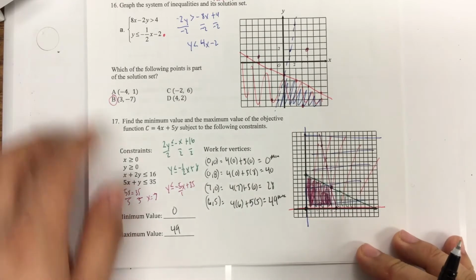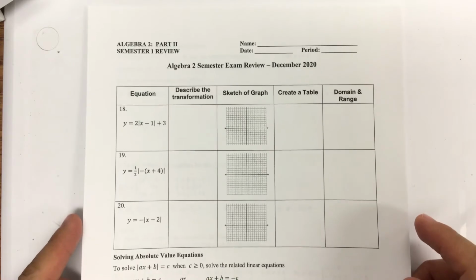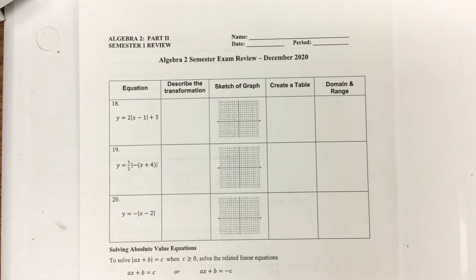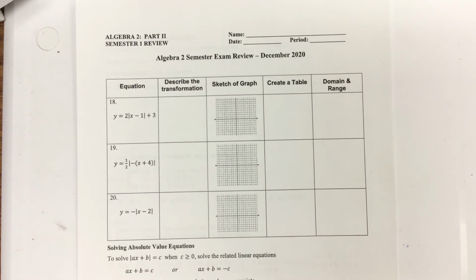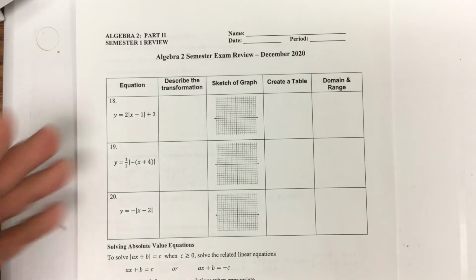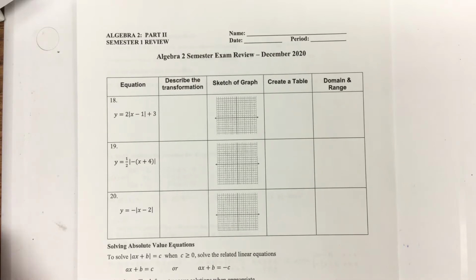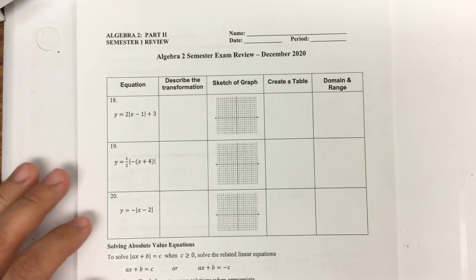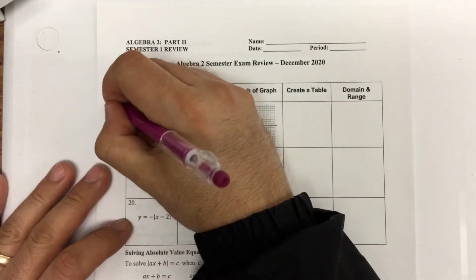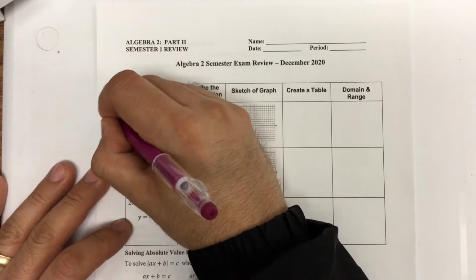Okay, now we're on to the second part of the semester review. So for the second part here, it says, describe the transformations, sketch the graph, create a table based on the absolute value function. All right, so for here, first thing I'm going to do is talk about the parent function. So it's y equals the absolute value of x.